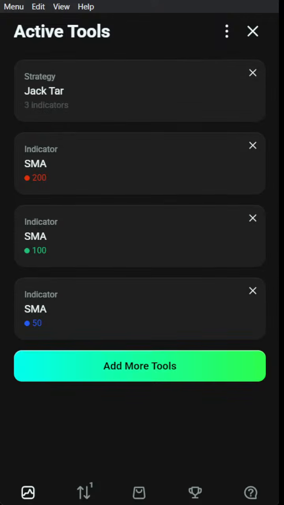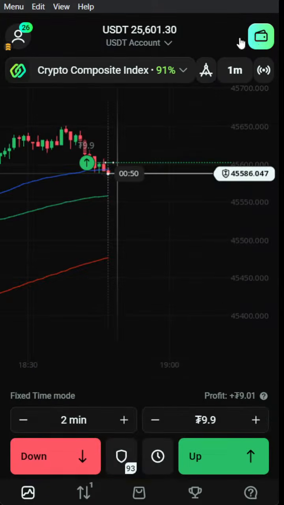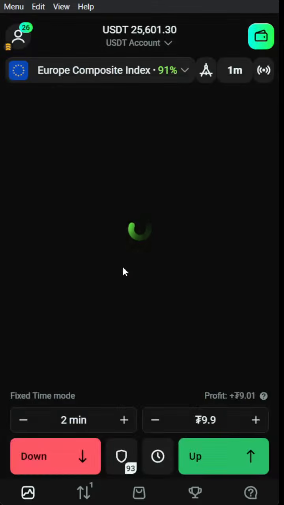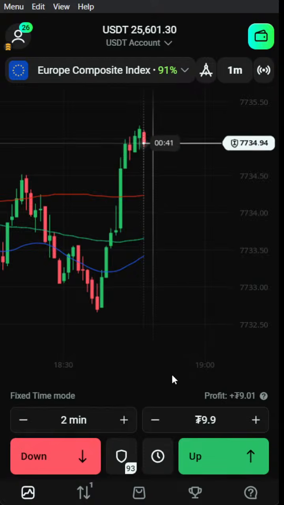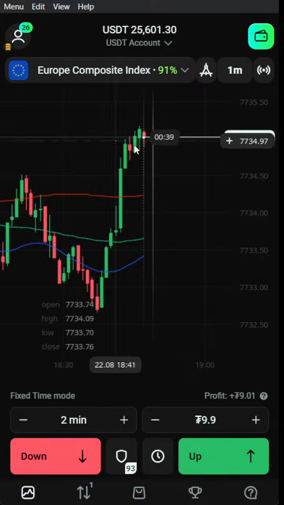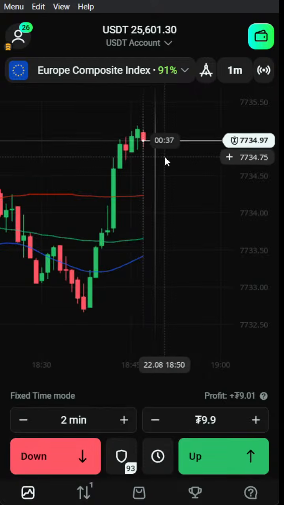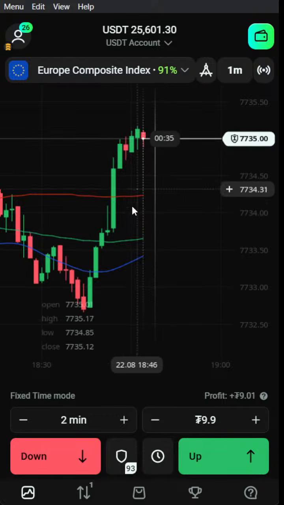Okay. So 200 is the strongest SMA and 100 is the middle level SMA. Whenever the candle comes near SMA 200 and crosses it, that is the moment you will make a trade. Now here we clearly see that the trend is changing.